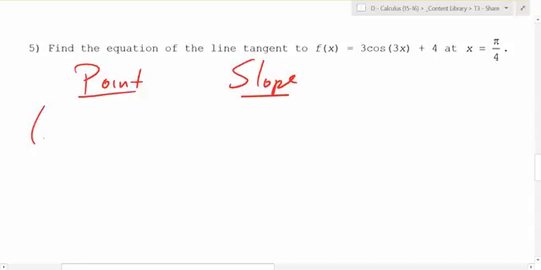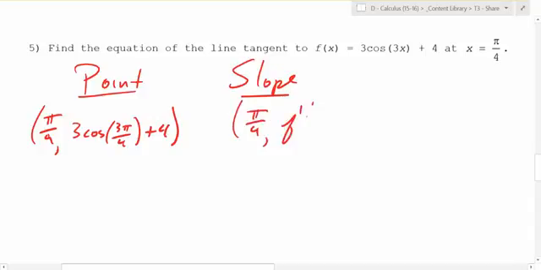Point. So you know the x value is pi over 4. So what do you have to plug in? Plug pi over 4 into the function. What is that going to be? 3 cosine of 3 pi over 4 plus 4. So there's your point. Congratulations. But you're not done with that yet. For your slope, you need to do pi over 4, comma, f prime of pi over 4.